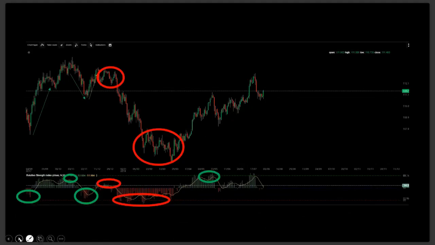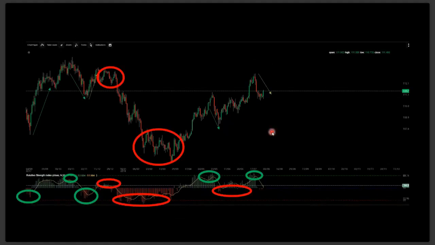It's not actually working. Here's the 70 level, and indeed it does start to sell off, so that was clear that time. Again, nowhere close to the 30, but what does the asset do? The asset starts to move higher. And again, this time around the 70 level, indeed the asset is sold off. So my point being, the relative strength index is what's known as an early warning indicator.